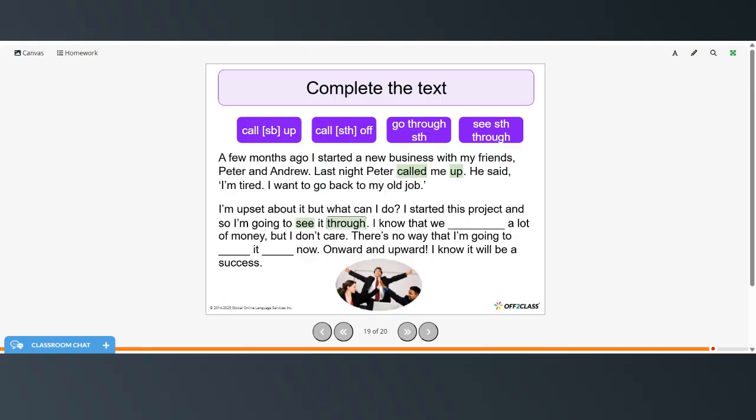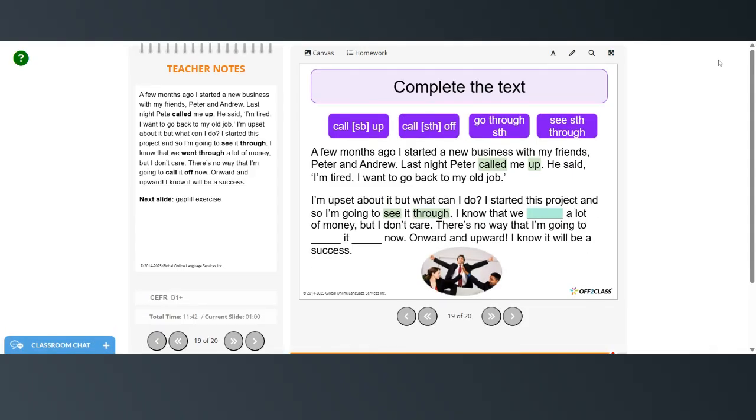I know that we went through a lot of money, but I don't care. There's no way that I'm going to call it off now. Onward and upward, I know it will be a success.